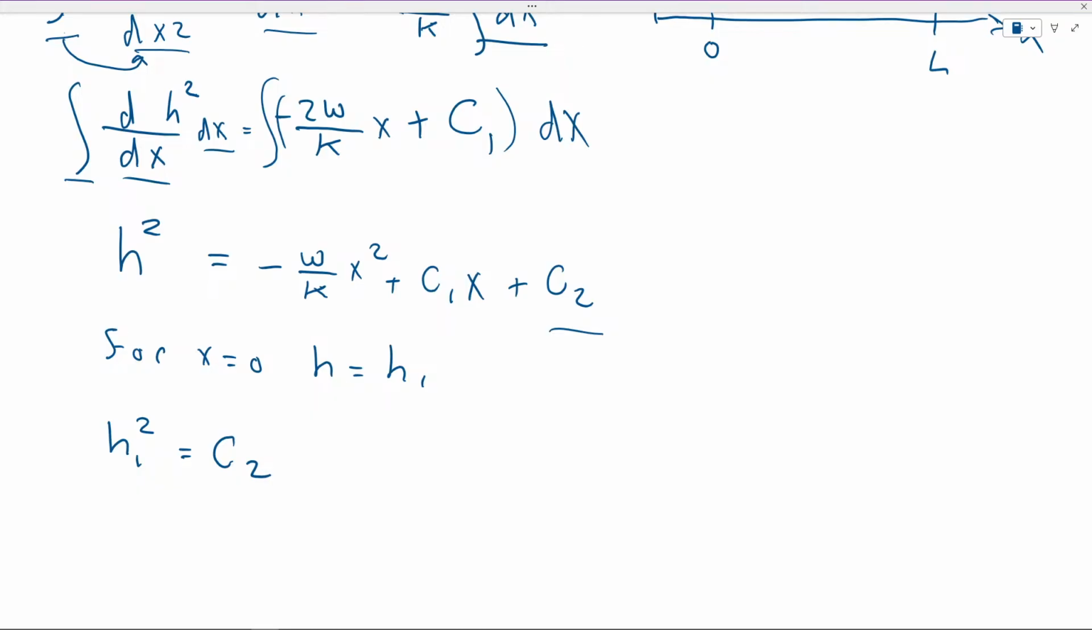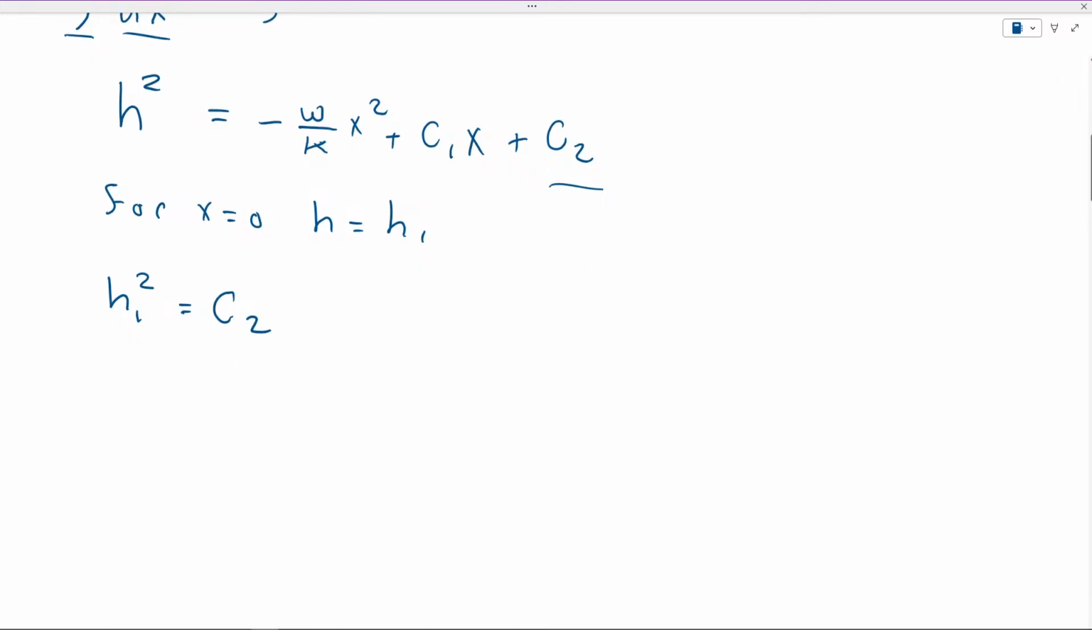Okay. Now, can we use our second boundary condition? Yes, we can. For x is equal to L, we have h is equal to h2. So now we can say h2 squared is equal to negative w over k.